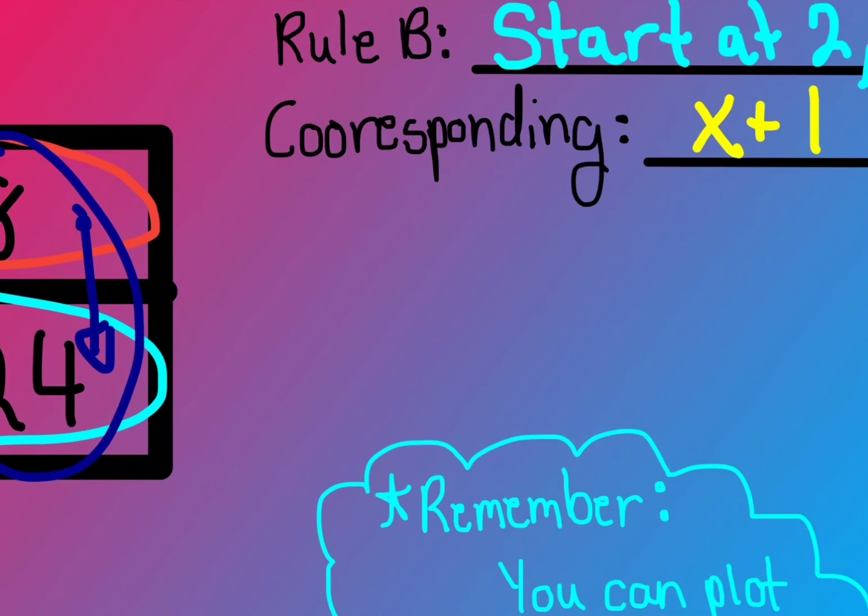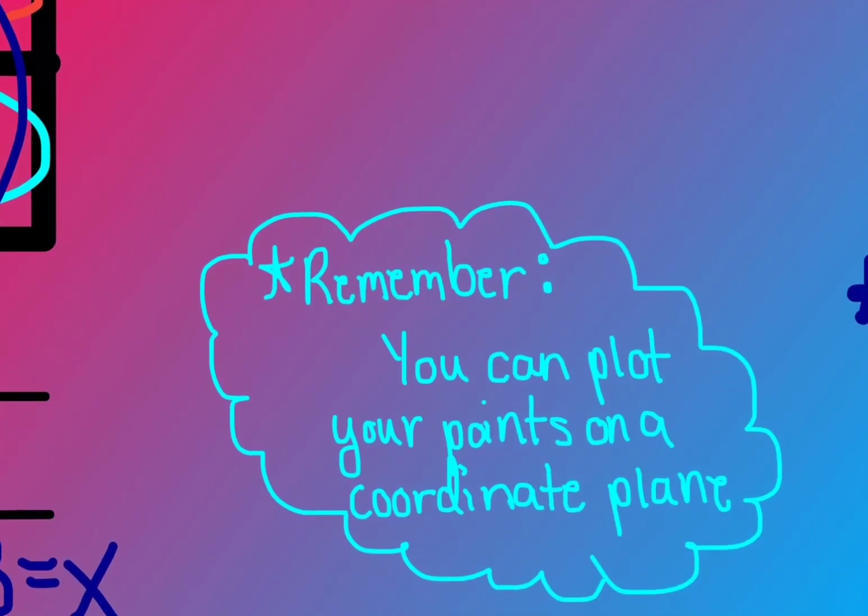Remember, after you're done with this, you can plot all your points on a coordinate plane if you wanted to. The circled numbers, that's your x, that's your y. Your x goes first on the x-axis, then you plot your y.